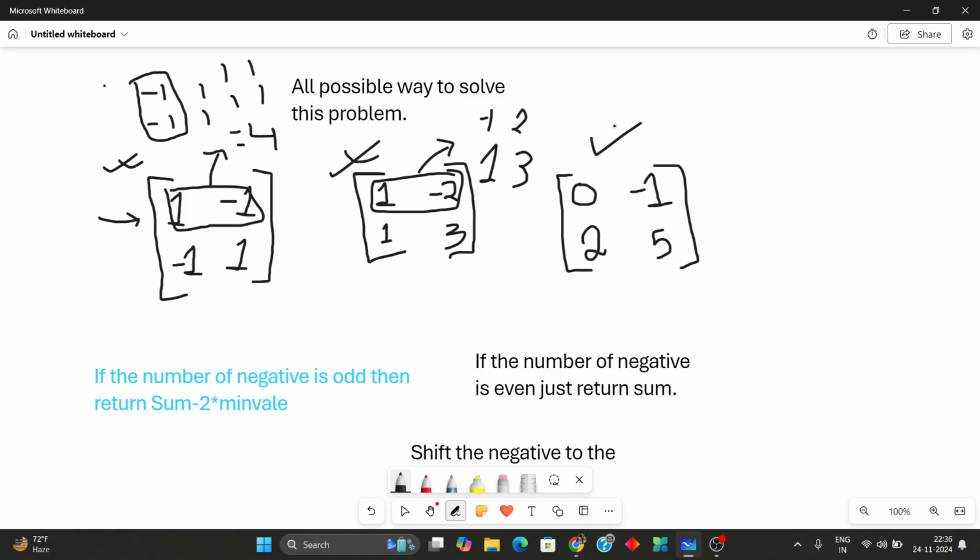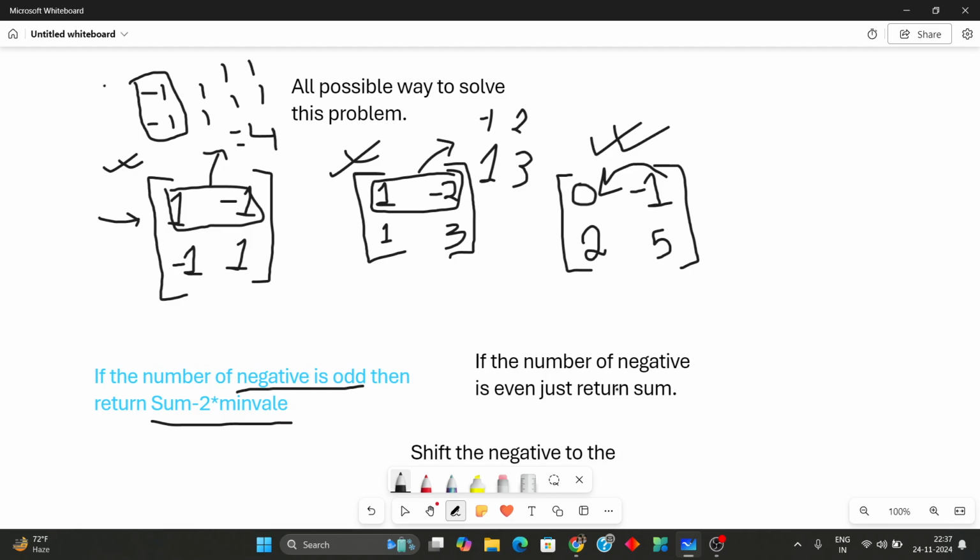And the third option is, if suppose the number 0 has been given, then it is easier to shift. We don't have to lose any number, we just shift our negative to 0. For that I have made a formula: if the number of negatives is odd, then we will return sum minus 2 times the minimum value. What is this minimum value? This minimum value is basically the number which has the smallest absolute value in the matrix.